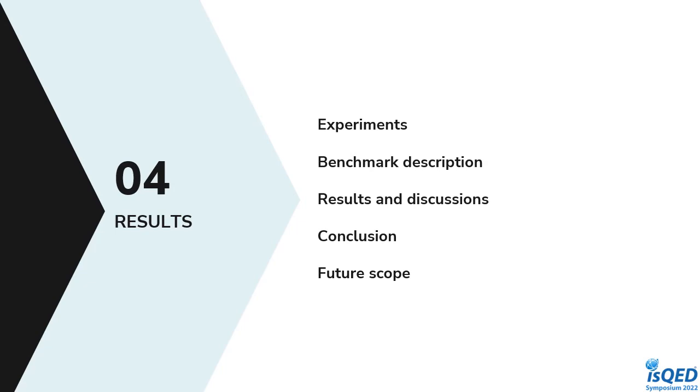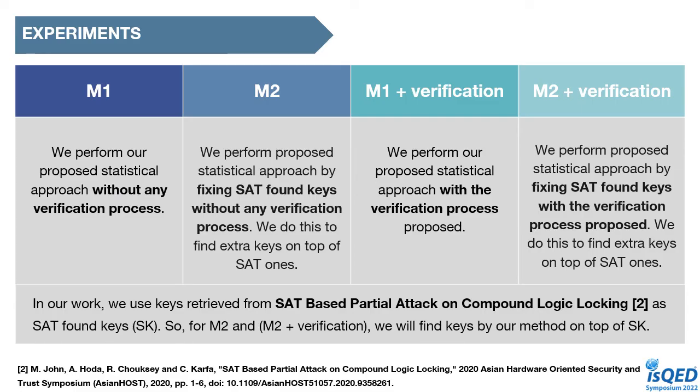Now for the results section we will consider, so we will perform four types of experiments. M1 is the statistical approach without verification process. M2 is the same as M1, but we fix the SAT keys found by this particular work, SAT based partial attack on compound logic locking. Then M1 plus verification, and then M2 plus verification.